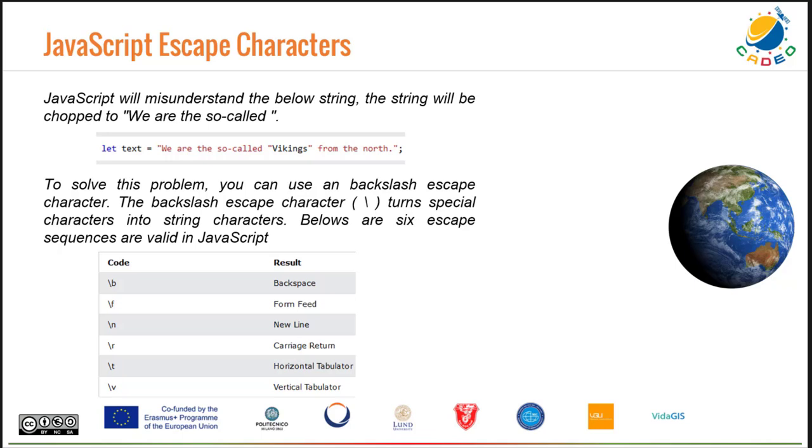Next is JavaScript escape characters. JavaScript will misunderstand the string below. The string will be chopped to "we are so cold." To solve this problem, you can use the backslash escape character. The backslash escape character turns special characters into string characters. Below are 6 escape sequences that are valid in JavaScript: backspace, form feed, new line, carriage return, horizontal tabulator, vertical tabulator.